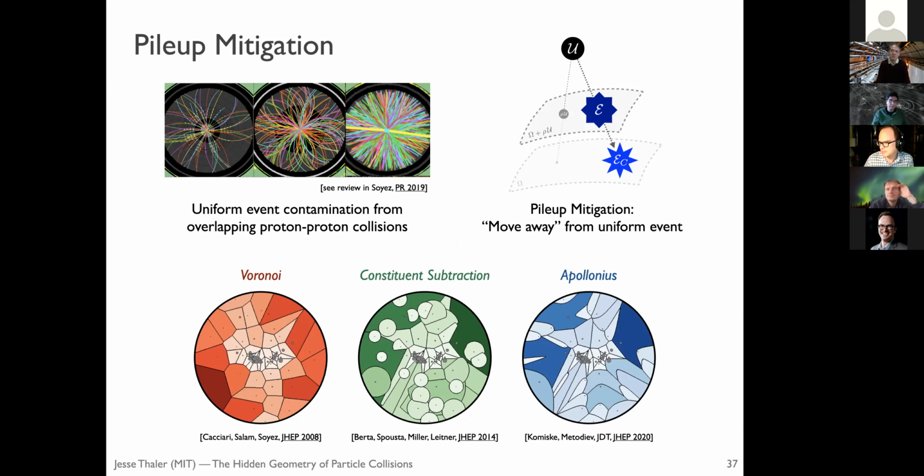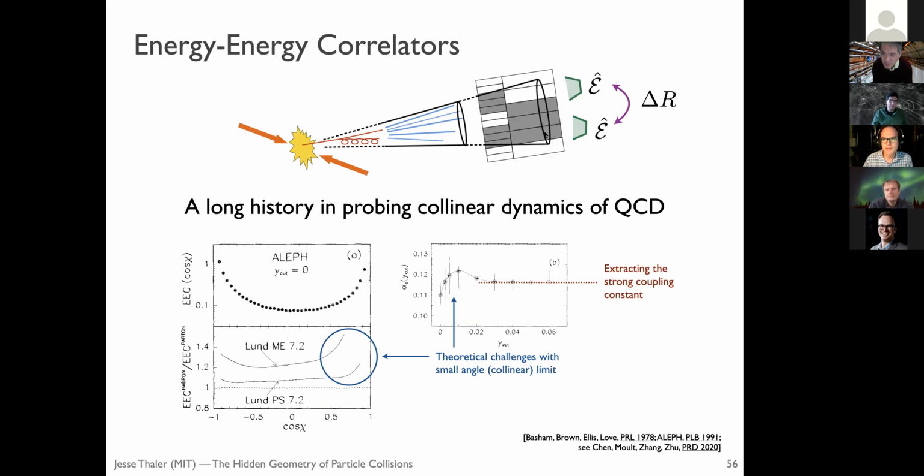If you go back to the 1970s, Basham, Brown, Ellis and Love talked about this energy correlator, which is basically you take a jet, you take two of these energy flow operators, and you ask, as a function of the distance apart, how much is energy in one calorimeter cell correlated with having energy in another calorimeter cell. You can do this for 2-point correlators, you can do it for 3, 4, and so on. This is totally well defined in conformal field theory, and in fact is the focus of Hofman and Maldacena's paper. This has a long history in probing the collinear dynamics of QCD.